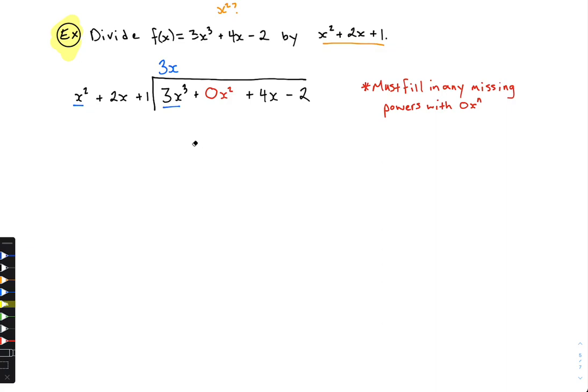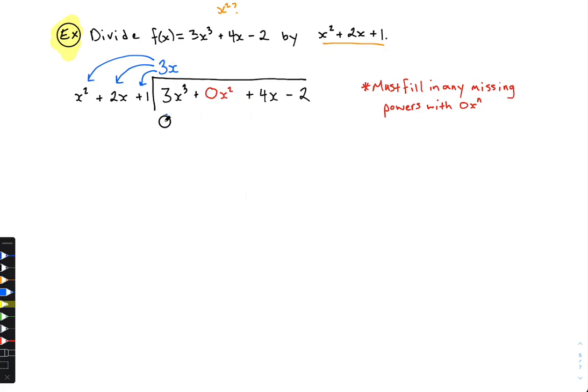And what I want to do now is essentially distribute that 3x to all of my other numbers and see what's left over from my big polynomial here. So I'm going to do 3x times x squared, 3x times 2x, and 3x times 1. And I'm going to line them up nicely underneath my polynomial.